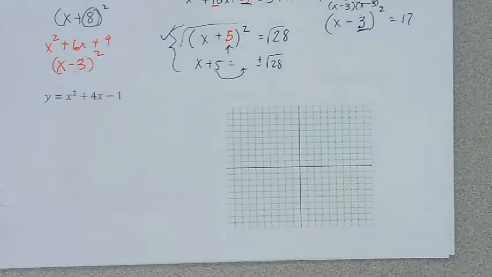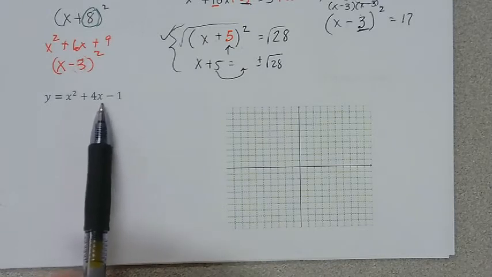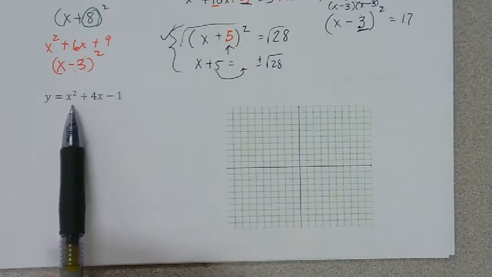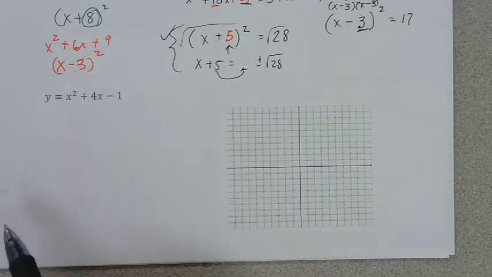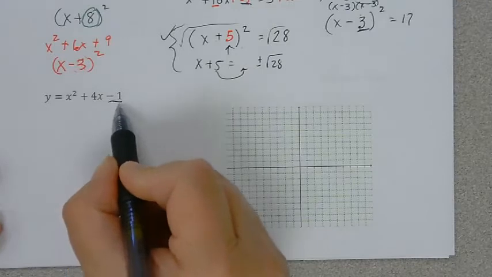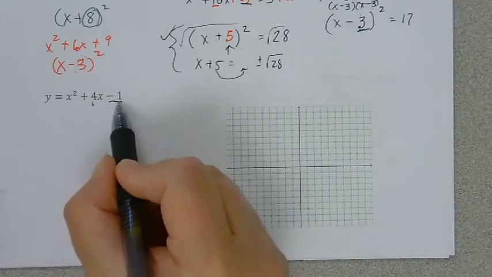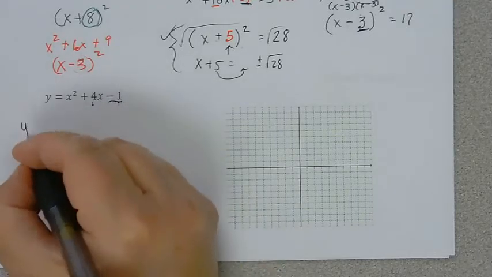Let's do our first graphing example of this. So notice I have something in standard form here, and I want to try to write it in vertex form. So I'm going to start by getting rid of this number because I notice that -1 is not half of 4, because half of 4 is 2, and -1 is not 2 squared. So I'm going to move the 1 to the other side with the y.